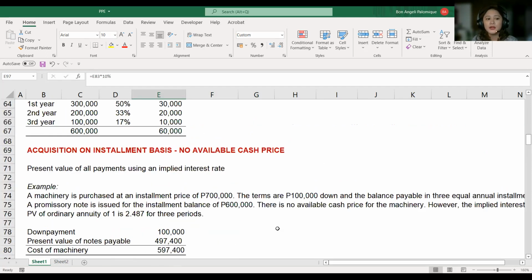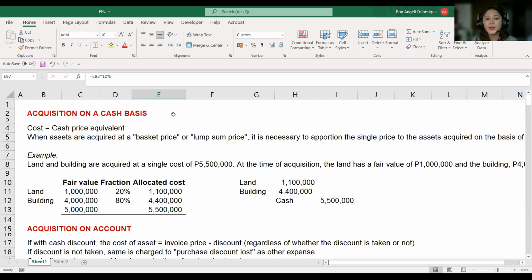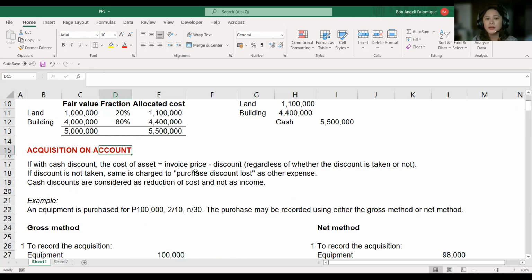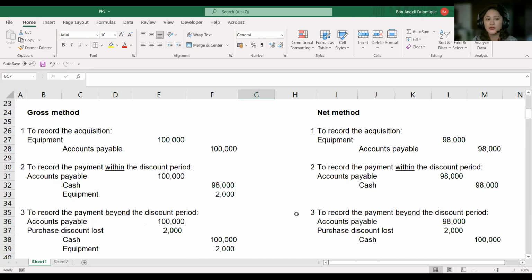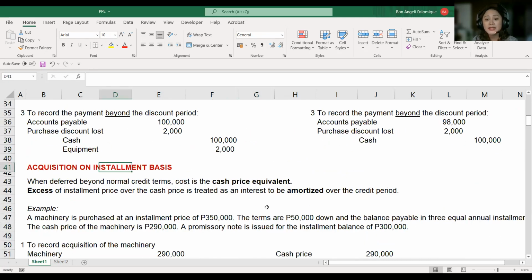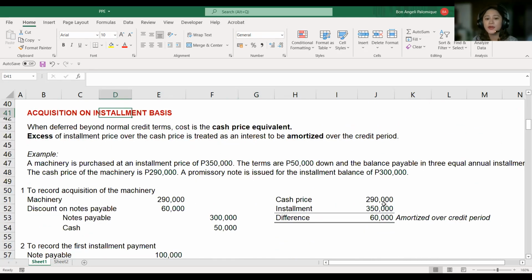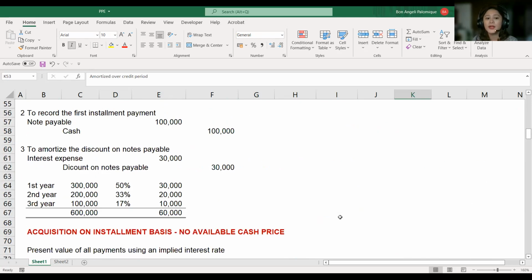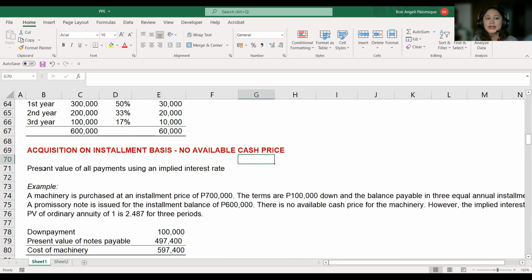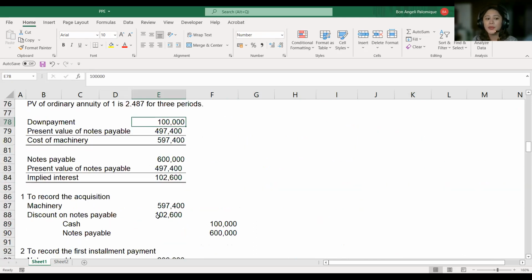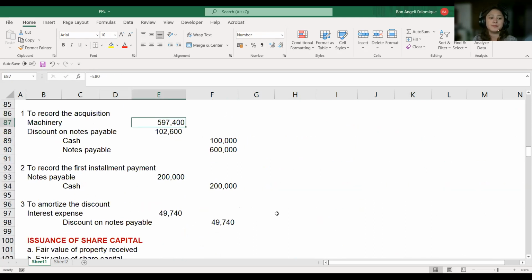Okay, so ganun. Review tayo ulit. Pag cash basis, basket price, kailangan mo fair value. Pag on account, kailangan mo lang i-consider regardless whether taken or not, yung discount is i-consider. Installment basis, ang kailangan mo tignan is yung difference ng cash price versus installment kasi i-amortize ko yan over the credit period. Pero kapag walang cash price, ang gagawin natin is to take for the present value. Add mo yung down payment, that will be your cost of machinery.